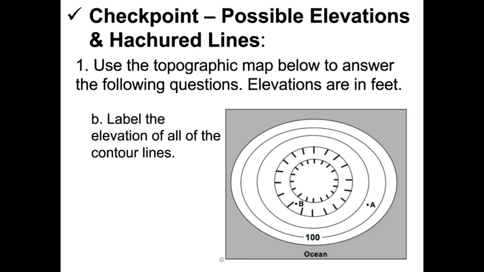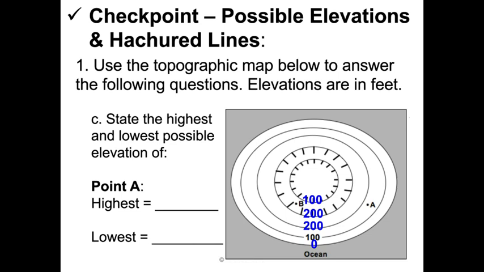B, label the elevation of all the contour lines. I'll do this for you. If we said the contour interval was 100, the next line up would be 200. Now, the outside hatched line is going to be equal to the outside contour line, so that line will be 200 as well. And we're going to have a depression, or a decrease in elevation, so it's going to go down at the same contour interval, so our next line inside would be 100.